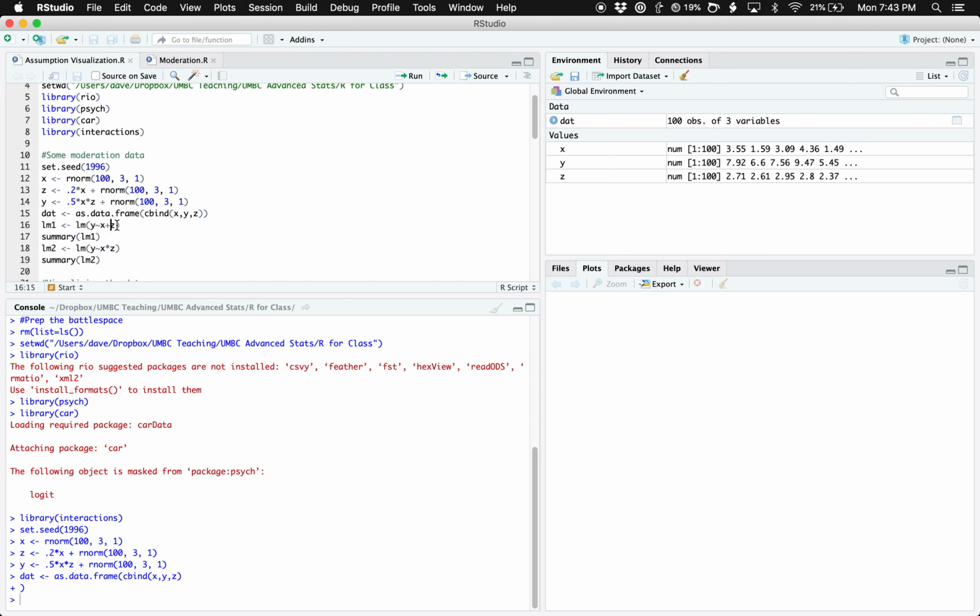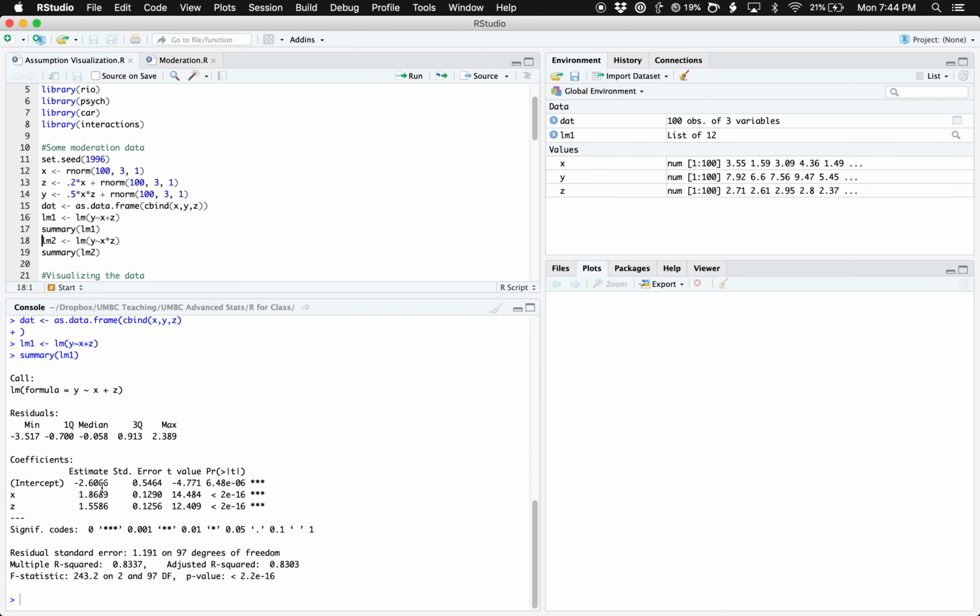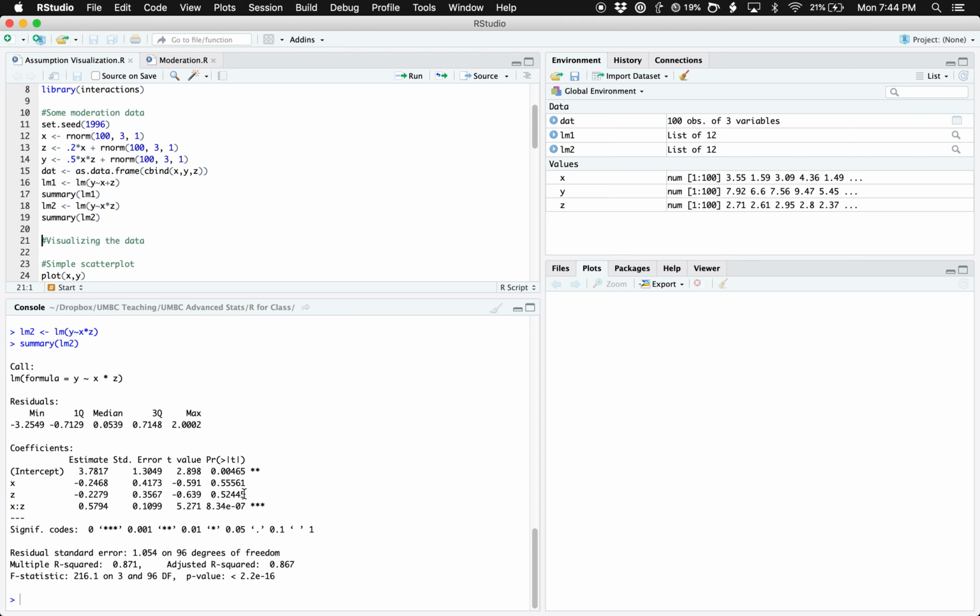Now, LM1, you'll see what it is. We have 3 variables: y, x, and z. For LM1, we can just do the additive regression. If we look at the summary, we can see that x and z are both significantly related to y. Now, if we look at the moderation, where y is regressed onto x times z, we can see that yeah, there's moderation going on here. In fact, x and z independently don't have an effect. It's only the moderator that has the effect here.